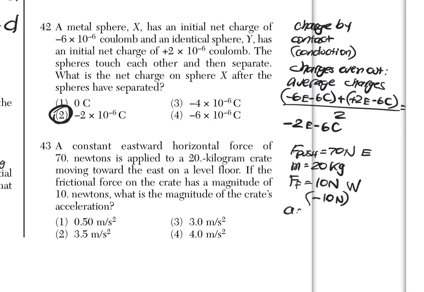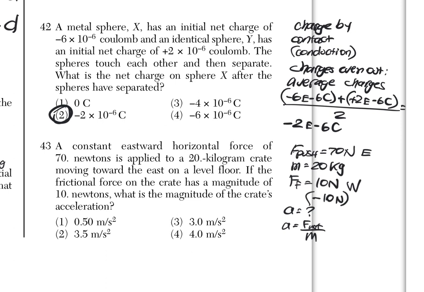It wants to know the acceleration. Delta V over T would be nice for acceleration if I knew velocities and time. I know none of that. So the alternative is Newton's second law, F net over m. Well, I have the mass, and my net force is 70. Oh, but wait, it is not 70 because we have friction, right?